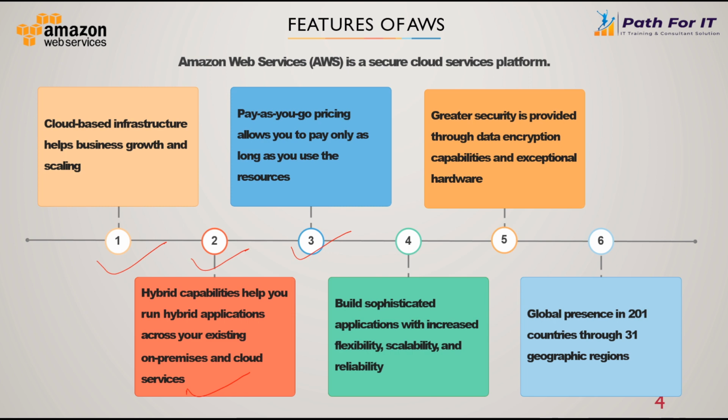We also have flexibility, scalability, and reliability in the services provided by AWS. It provides greater security through data encryption capabilities and exceptional hardware. It provides security from the perimeter to the data, whether the data is at rest or in motion. It provides security for multiple purposes and multiple states. It is globally present in more than 201 countries throughout 31 geographic regions.